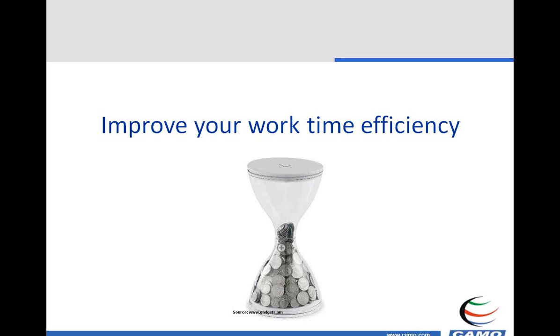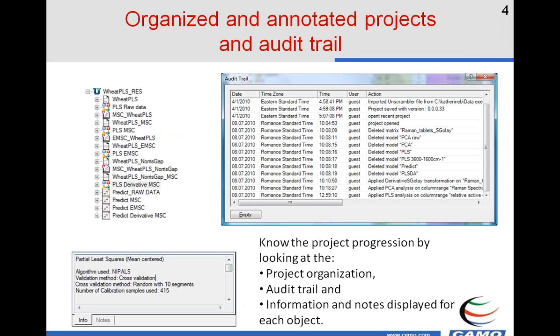So that is the first point. So improve your work time efficiency. The main thing with the Unscrambler now and the new version is that the data are organized. So when you start a project, you will have all the data sets and all the analysis placed in a tree and in the order that you do them.